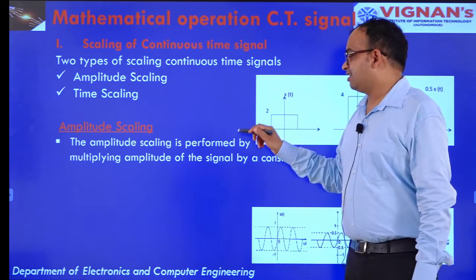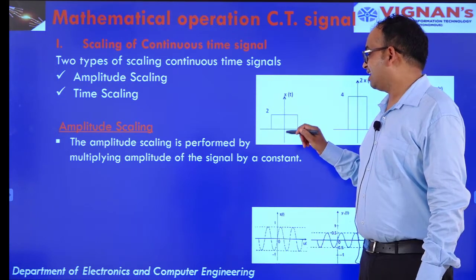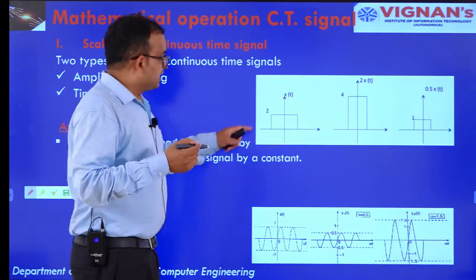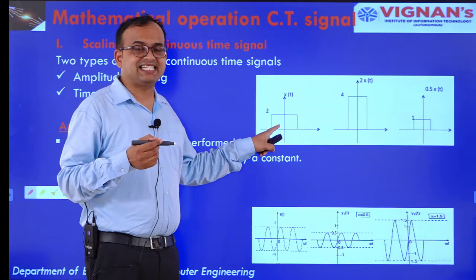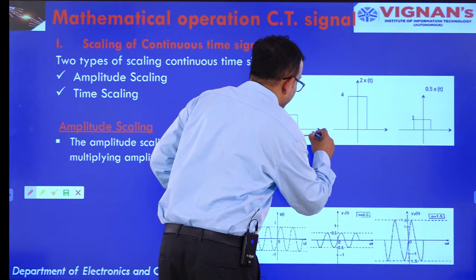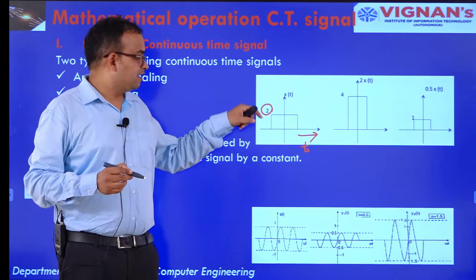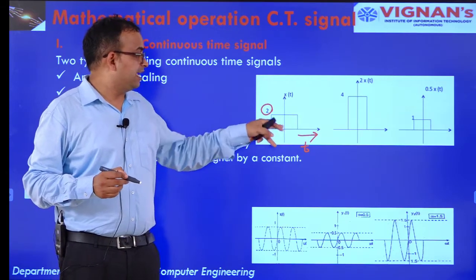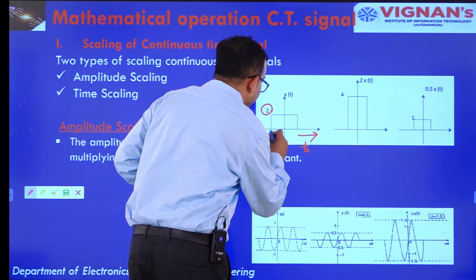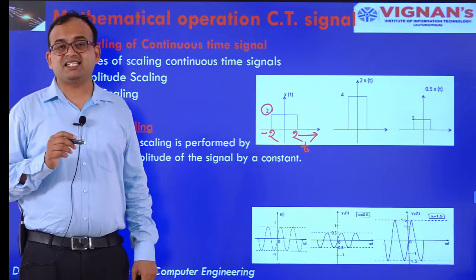Amplitude scaling is performed by multiplying the amplitude of a signal by a constant. I can show you this signal, which I have taken as x of t. What is the amplitude here? The amplitude is 2. This is your time axis, right? So I have taken a signal whose amplitude is 2, and let me take the signal in the time domain from minus 2 to 2.